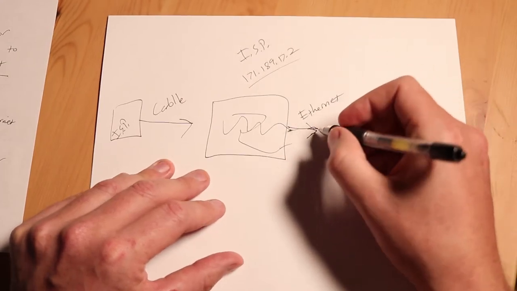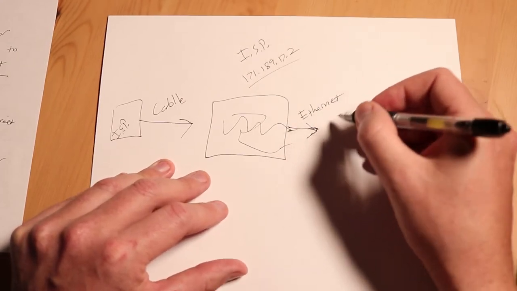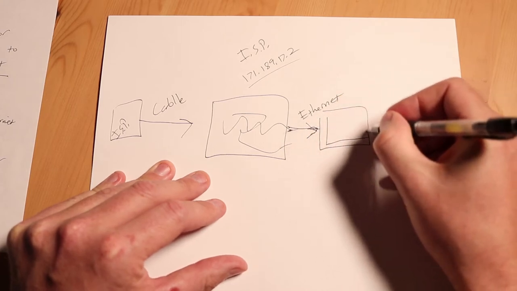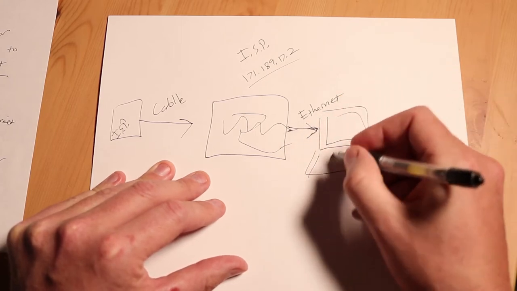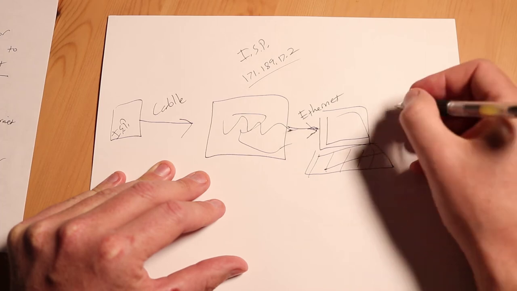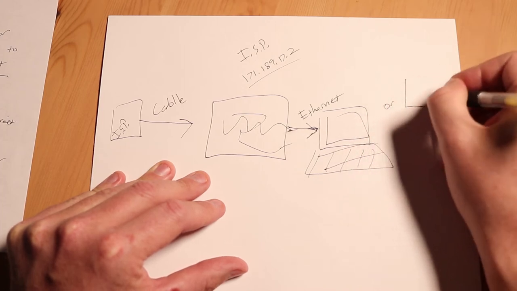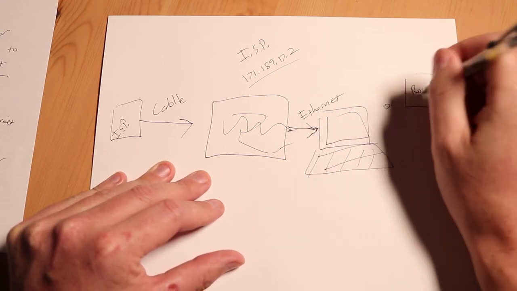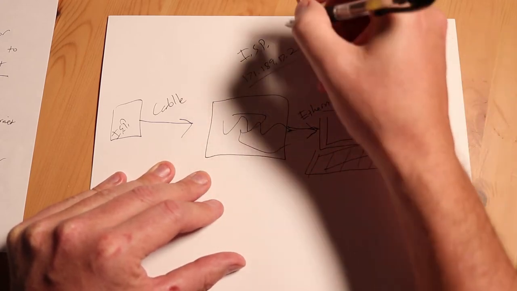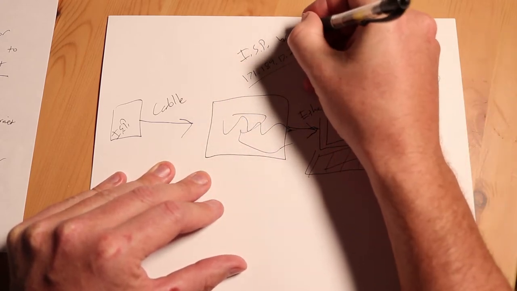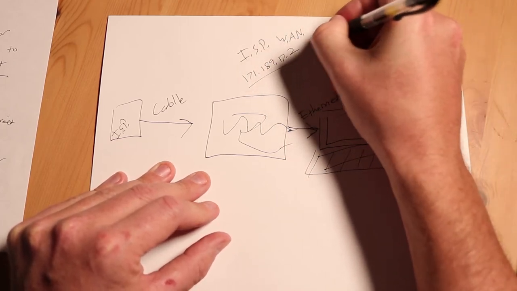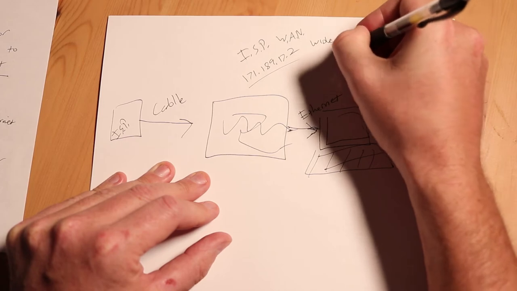and whatever device is the first device that you connect this Ethernet up to, it could be a computer, it could be a router, I'm going to say a router, will receive this IP address from your internet service provider, which is actually called a WAN IP or Wide Area Network IP.